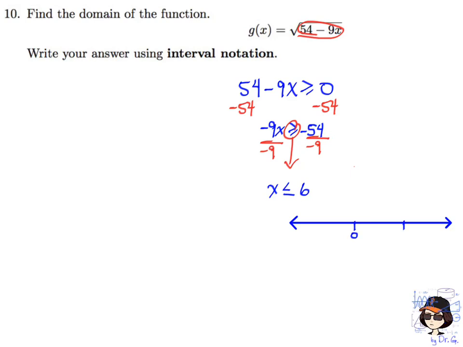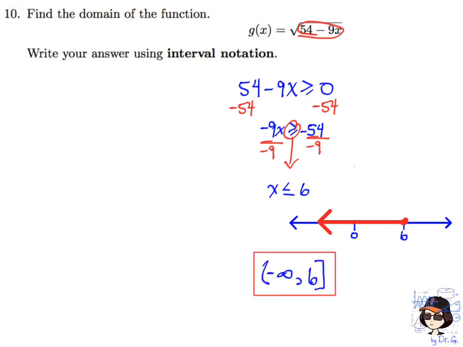And we're going to graph that on the number line. So less than or equal to means we're including positive 6, so we have a solid dot at 6, and we're going down. So we draw the arrow going left.